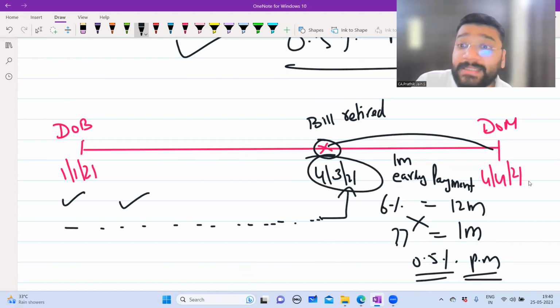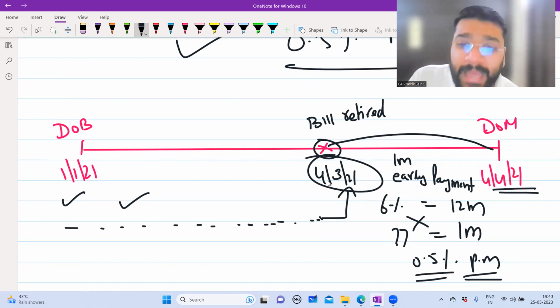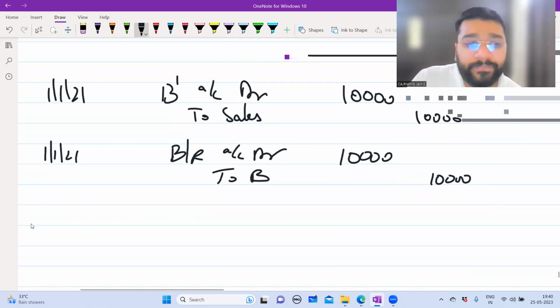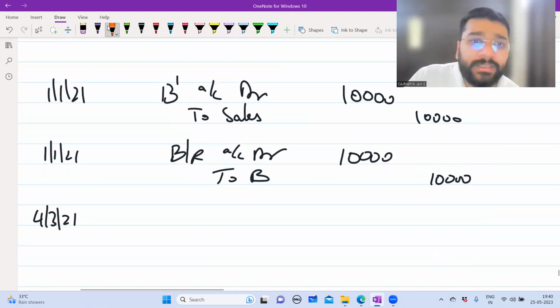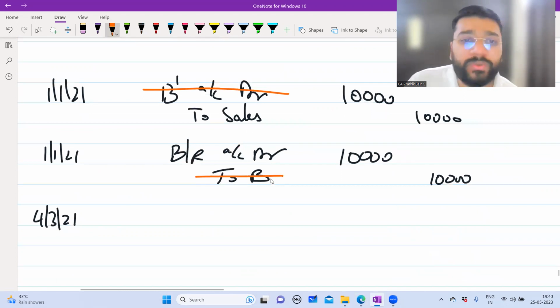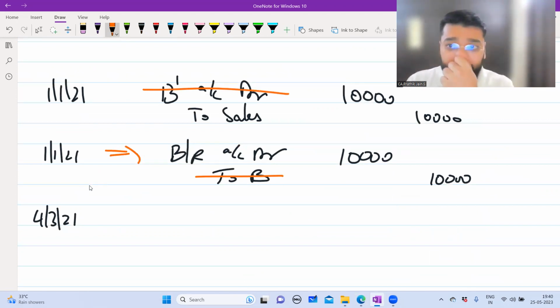4th of March. Guys, though the due date is calculated, we are not extending the transaction till the date of maturity, because the bill is retired on 4th of March itself. So the next transaction I'll record on 4th of March 2021, guys. As on this date, B account is closed and the bills receivable which was opened earlier is closed. The seller will hand over the bill to the customer and the customer will pay us the money.